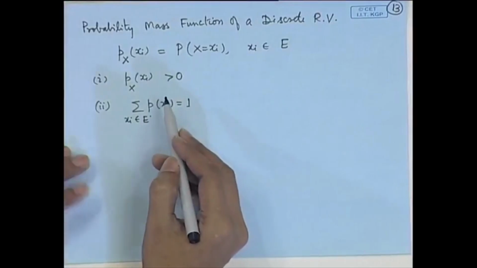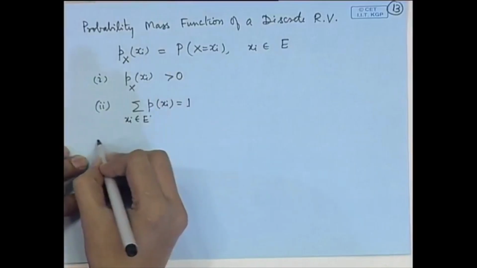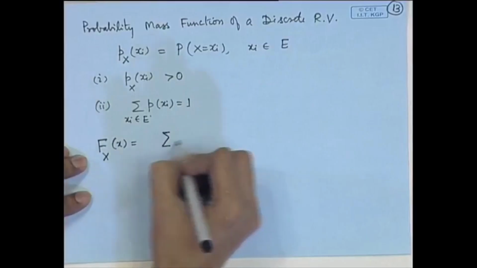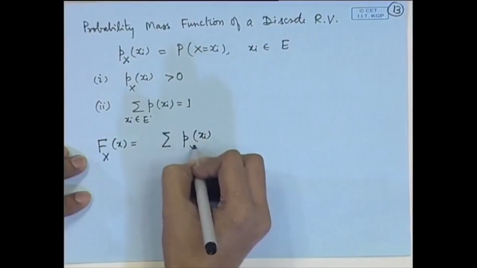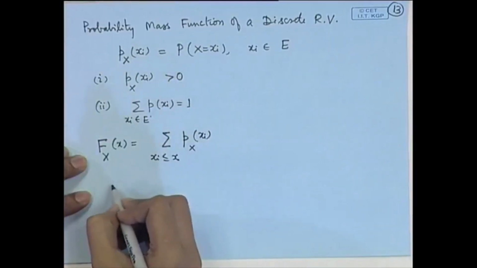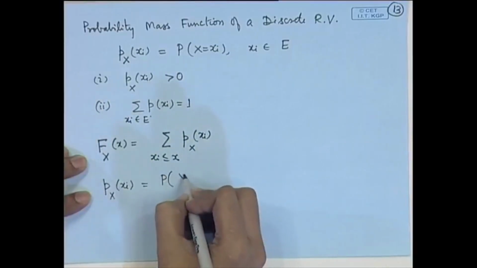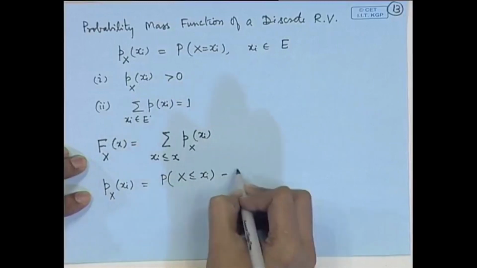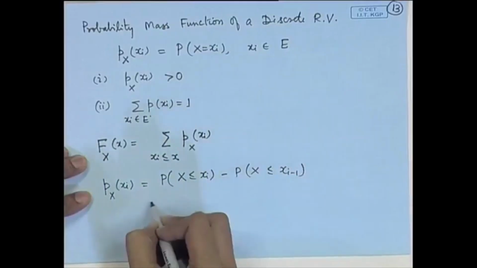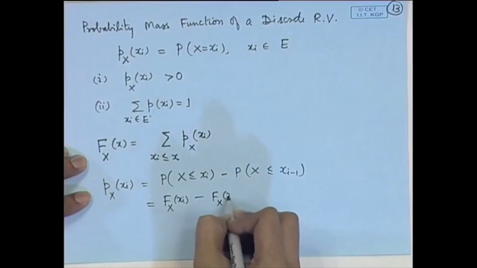Now, from here you can establish a relationship between the cumulative distribution function and the probability mass function. The cumulative distribution function can be expressed as F(x), the sum of all those values of the probability mass function for which x_i is less than or equal to x. Conversely, p_X(x_i) can be written as probability of X less than or equal to x_i minus probability of X less than or equal to x_(i-1). So, this will become F(x_i) minus F(x_(i-1)).